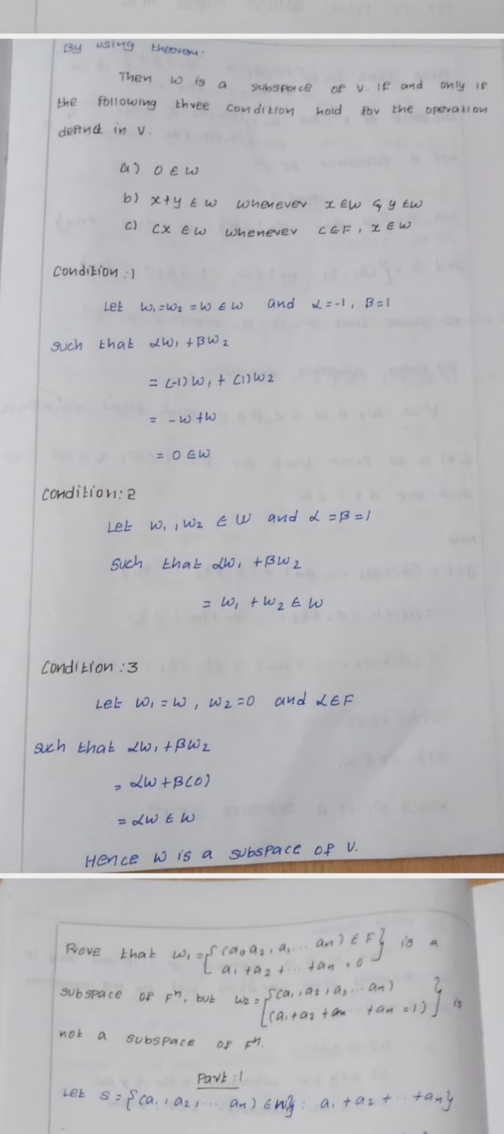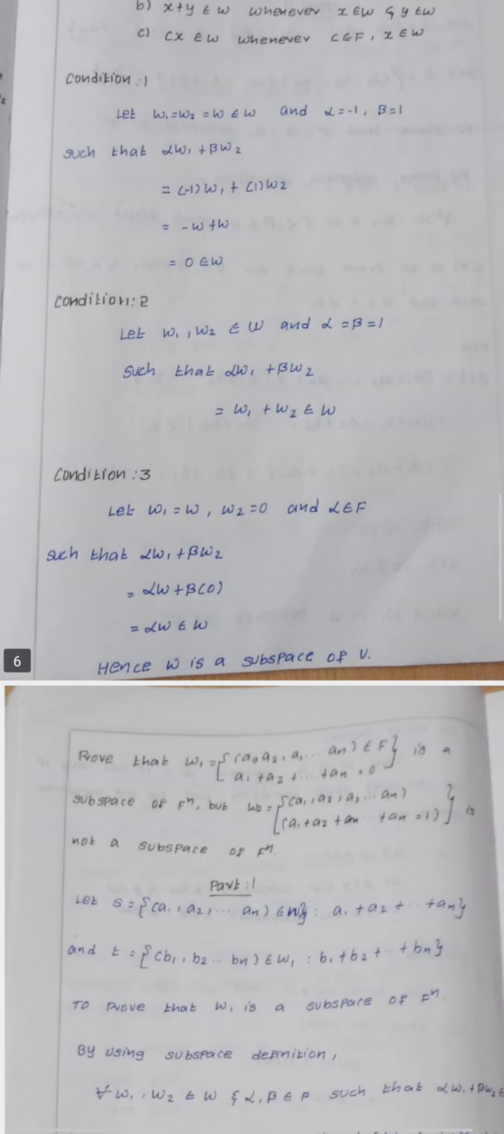And next condition: W1, W2 belongs to W and alpha, beta equal to 1. So now we substitute: alpha W1 plus beta W2 is equal to W1 plus W2, which belongs to W. And the next condition is Cx belongs to W. So let W1 be equal to W and W2 be equal to 0, and alpha and beta belong to F, such that alpha W1 plus beta W2 is equal to alpha W. So we substitute alpha W plus beta into 0. So alpha W belongs to W.